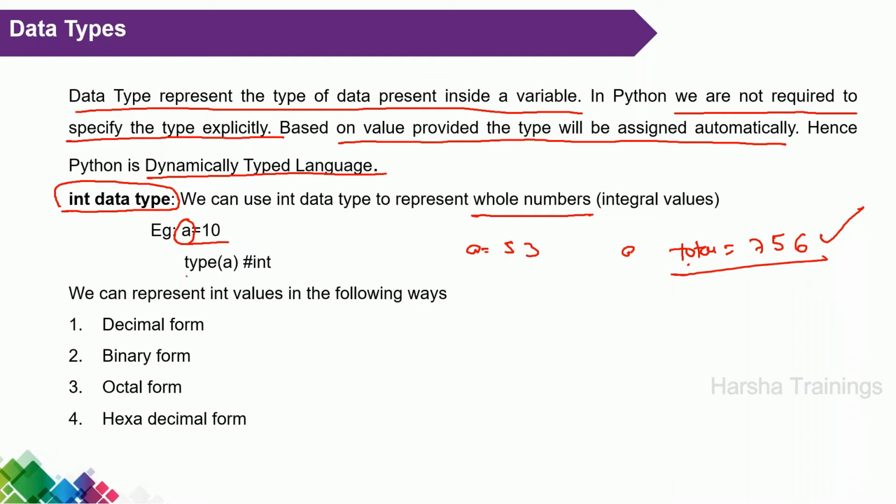Now, we have a predefined function, type. The function type is used to identify the type of a variable. Depending upon the value stored by the variable, we can identify its type. So, type of A gives the output integer; it returns the integer type. Okay, I will show you the execution after completing these things. Now, an integer value can be represented in different forms: decimal notation, binary notation, octal, and hexadecimal notation. We will discuss each of them.